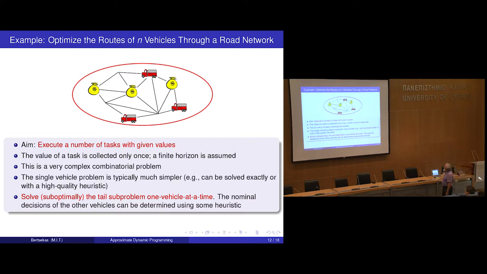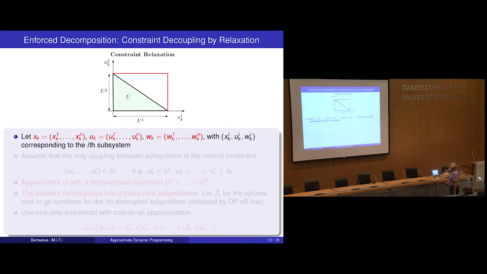Okay, so let's go to another example. Suppose that we have subsystems that are completely decoupled except for a control constraint. Now suppose we have two subsystems here, and there's a control constraint for u_k^1 and u_k^2: their sum has to be constant. This is a typical resource constraint that you might have. And here we have states that consist of the local states of the subsystems, controls, and so on, disturbances. And let's assume that the only coupling comes through a control constraint like this.